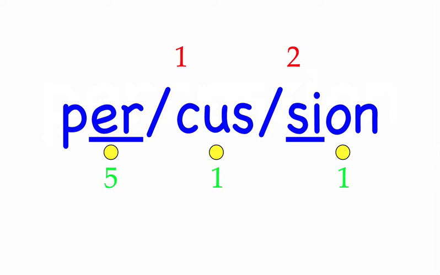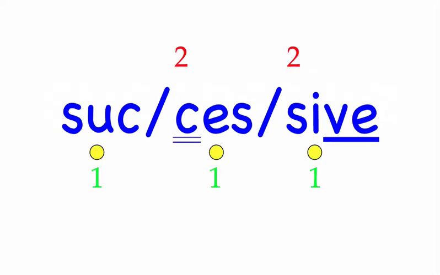Successive. Successive means one following after the other. Successive. Suck has 3 sounds. S, u, k. Cess, 3 sounds. S, e, s. Sive, 3 sounds. S, i, v. Suck, cess, sive. Mark the word. Successive.